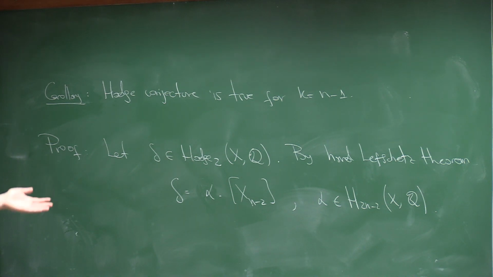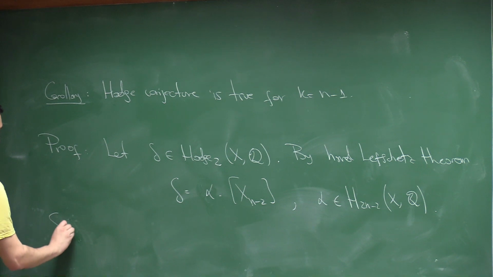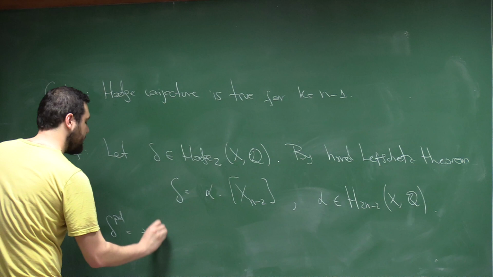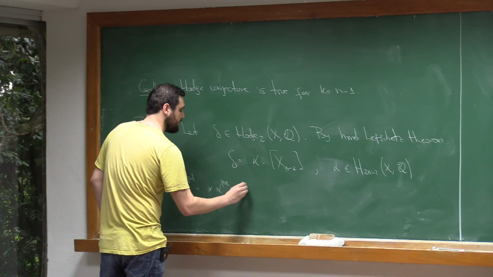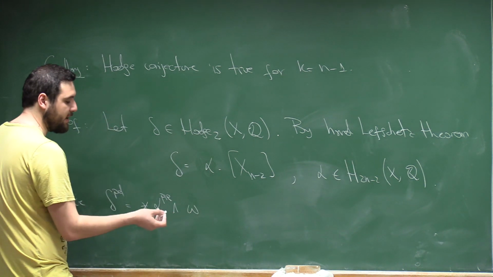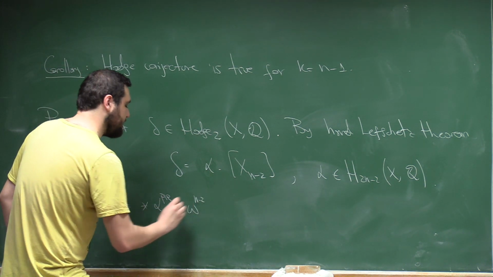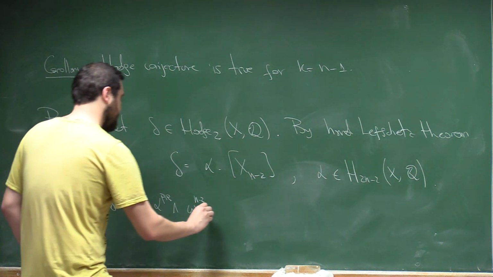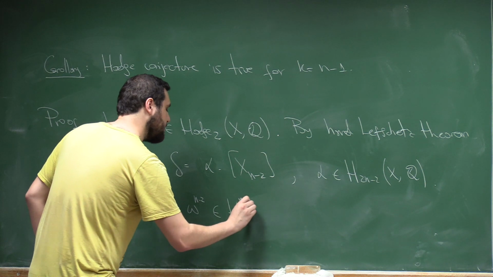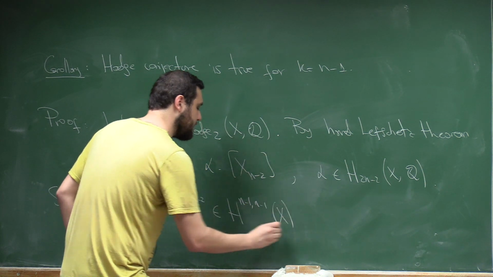So we have to check that alpha is a Hodge cycle also. And why is it a Hodge cycle? Since delta PD is equal to something times alpha PD, the Poincaré dual of this will be just the Kähler form to the n minus 2, right? And we know that this is a Hodge cycle, right? So this is in H^{n-1,n-1} of X.